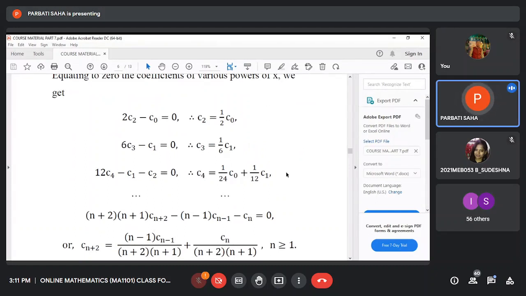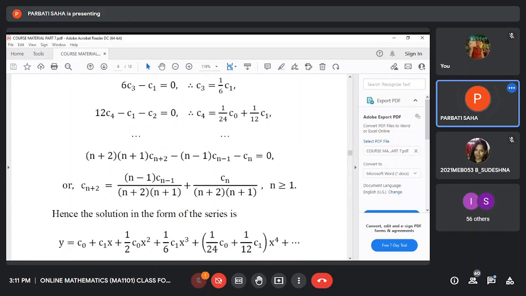Now you see, in the first, c2 equals half c0. Here you see c3 equals one-sixth c1, and c4 is this. So c2, c3, c4, we have computed. Similarly, from this, you can calculate c(n+2) in terms of c(n-1) and c(n) like this. Okay, c(n+2) has been expressed in terms of c(n-1) and c(n) like this.